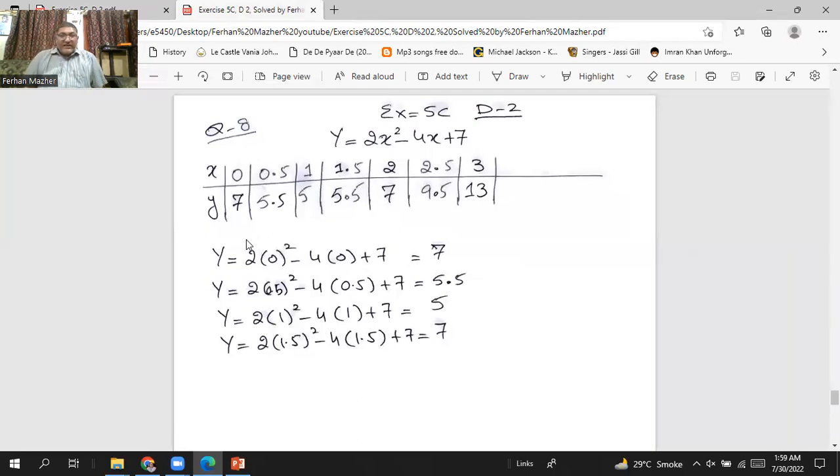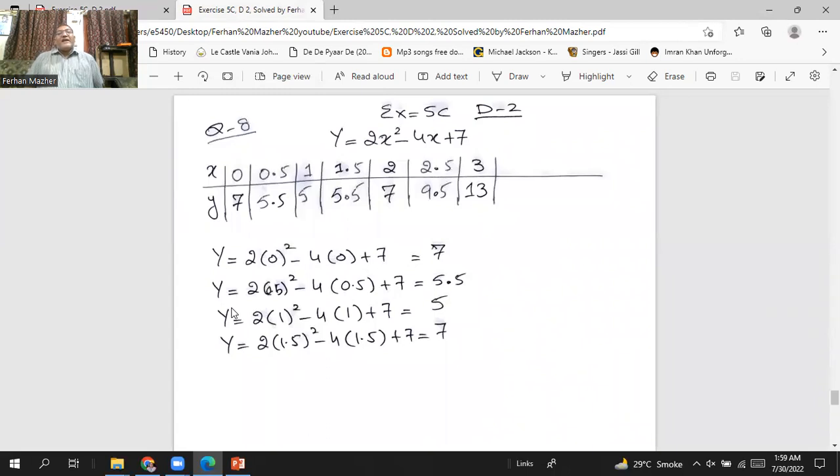So in that equation, in the place of x, I will substitute 0. For example, in your calculator, you will write 2 bracket 0 bracket close square minus 4 bracket 0 bracket close plus 7 equals, and that will be 7. In the same way, for 0.5, in your calculator, you will enter 2 bracket 0.5 bracket close square minus 4 bracket 0.5 bracket close plus 7 equals, and that will be 5.5.